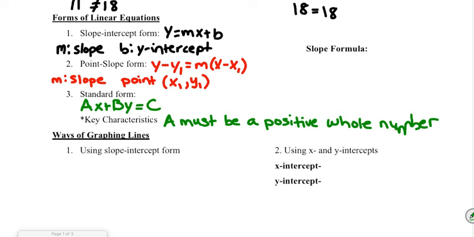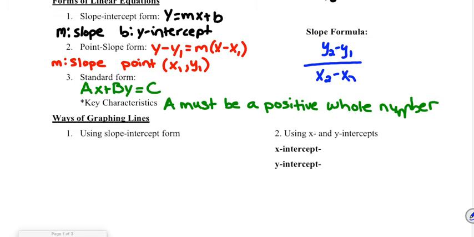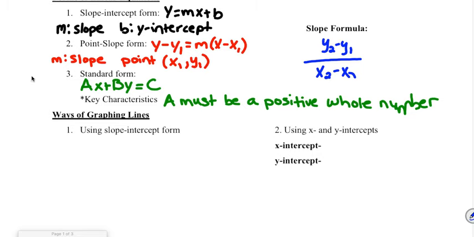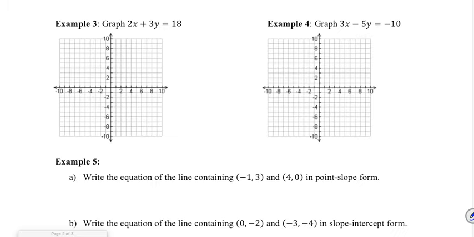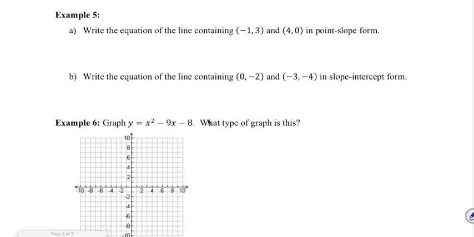Must be a positive whole number. All right, your slope formula, you'll notice that both slope-intercept and point slope, you need to know a slope. So that slope formula is y sub 2 minus y sub 1 divided by x sub 2 minus x sub 1. All right, we're going to talk about ways of graphing when we come to class together. And then I'm also going to go ahead and graph these 2 with you. So we're going to jump down to example number 5.